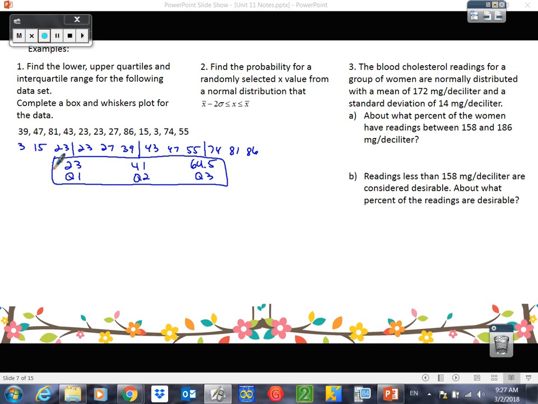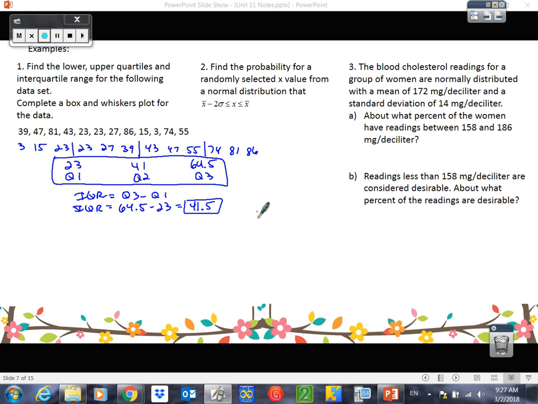Then the next thing they're asking for is interquartile range. The interquartile range is simply Q3 minus Q1. It's just a formula. We just subtract the upper and lower quartile. And so our interquartile range is going to be 64.5 minus 23. That's just Q3 minus Q1. And that gives us 41.5. So that is our interquartile range, is 41.5.